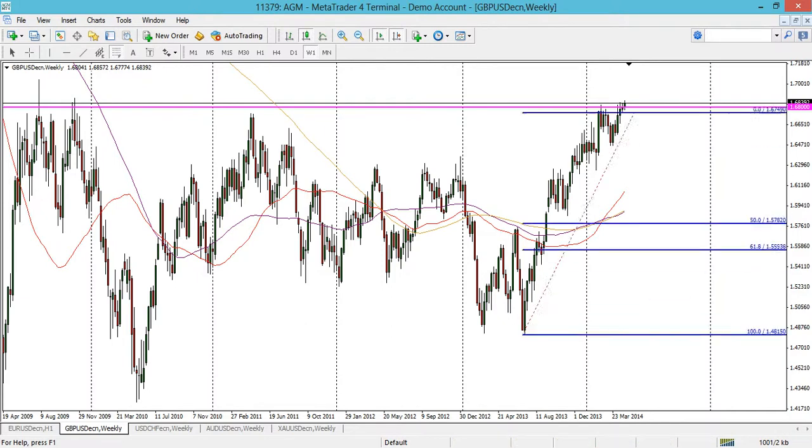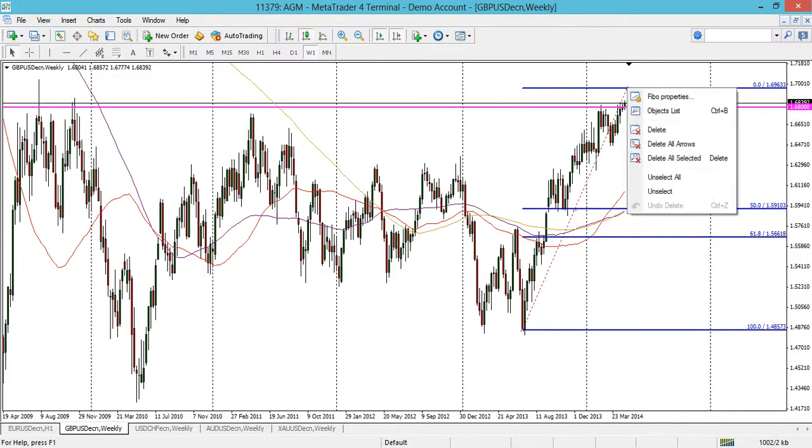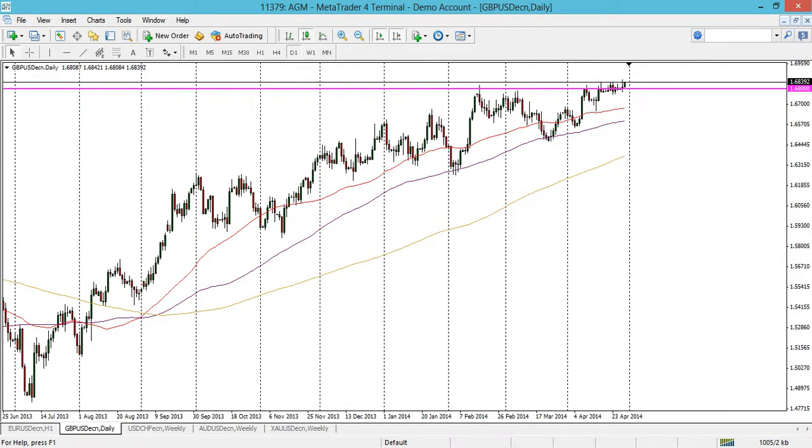And then in terms of this weekly chart, this is the key move here, the obvious move, but of course we're a long way away from that.